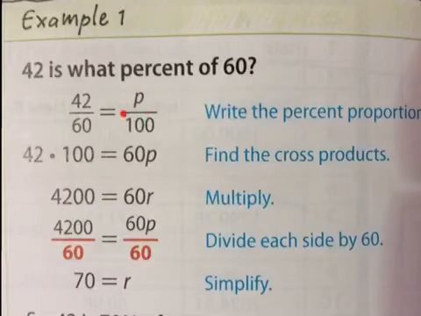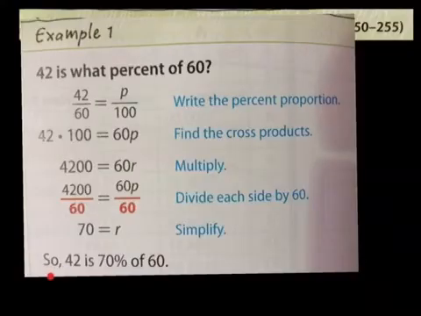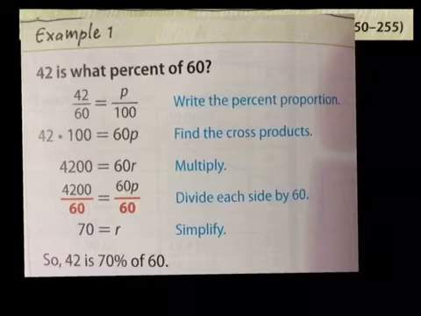I see that they went with P, and then they had P, and then they changed it to R, and then back to P, and then R. That's a little strange, but yeah, your variable is 70. Therefore, 42 is 70% out of 60, or 42 out of 60 is 70%. You can say it either way.